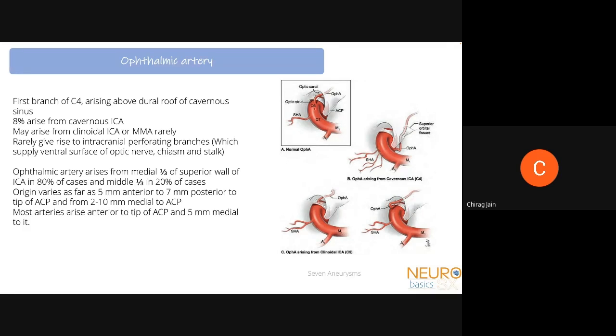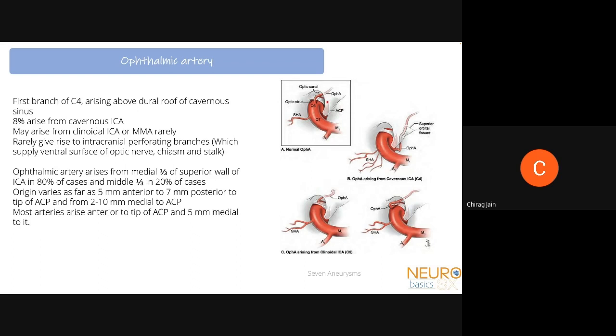The origin of this ophthalmic artery can be quite variable in relation to the ACP, but it is important to remember that most arteries arise anterior to the tip of the anterior clinoid process and about 5 millimeters medial to it. So usually, to access this ophthalmic artery, most likely you'll have to remove the anterior clinoid process.